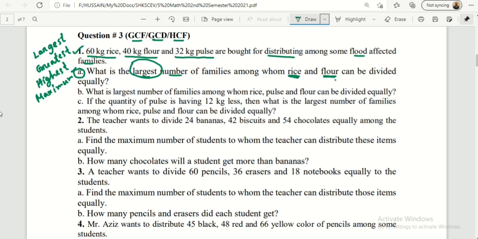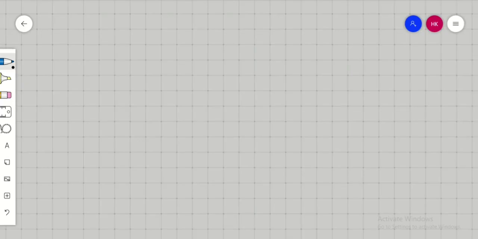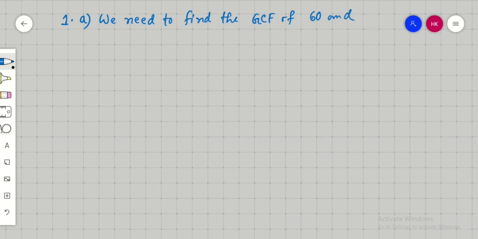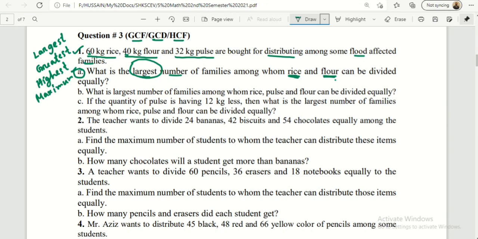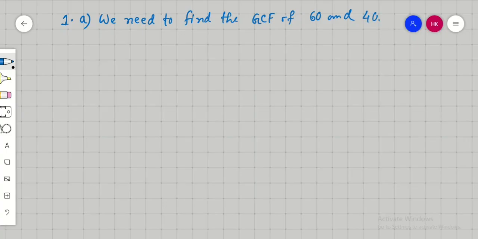So rice is 60 kg and flour is 40 kg. So we find the GCF of 40 and 60. How can we write question 1 A? We need to find the HCF, or you can write GCF, of 60 and 40, because rice is 60 kg and flour is 40 kg. So we just want to find this GCF of 60 and 40.